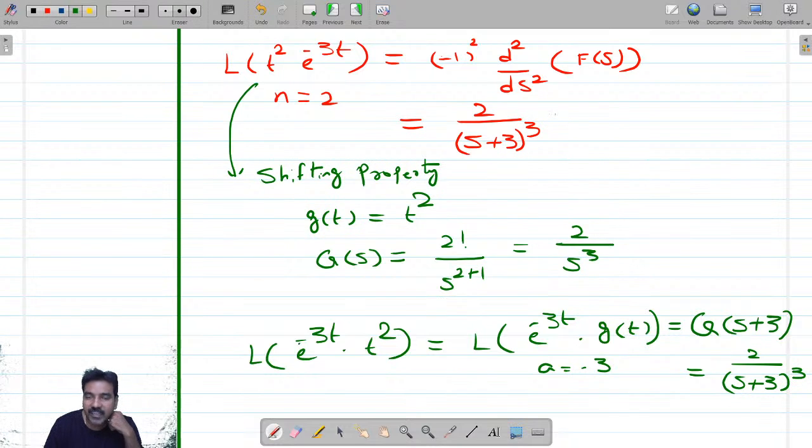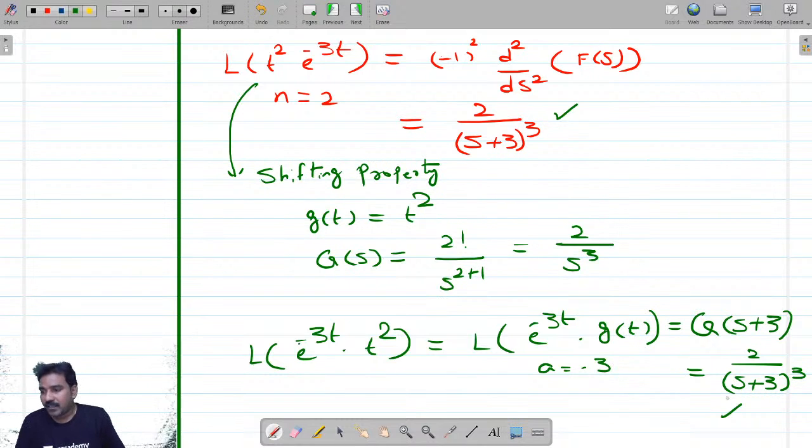So this is according to the multiplication by t power n property. This is according to the shifting property. You can use both the ways. In this case, my answer is becoming 2 divided by s plus 3 whole cube. I think no issues at all. This point is clear, my dear students. You can apply the shifting property, or you can apply multiplication by t power n. In both the ways, you should get the same answer: 2 divided by s plus 3 whole cube.